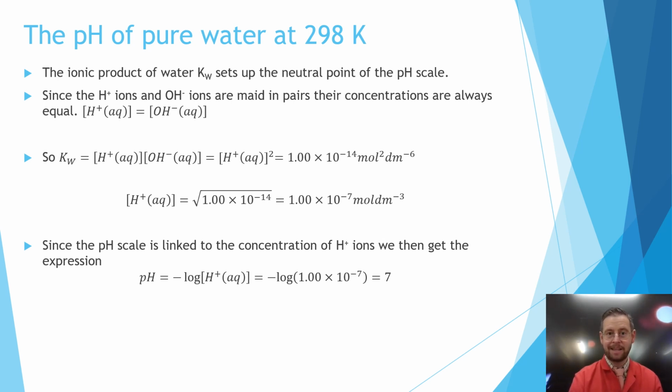And now since the pH scale is just a measurement of what concentration the H plus ions are at, we can put that into our familiar formula for the pH. And so minus log to the base 10 of 1 times 10 to the minus 7 gives us that the pH of water is 7. And so therefore, neutral point water is pH 7 on that scale.